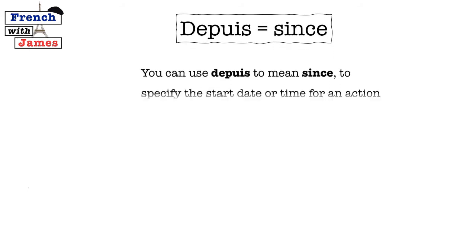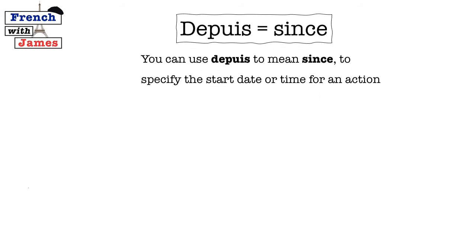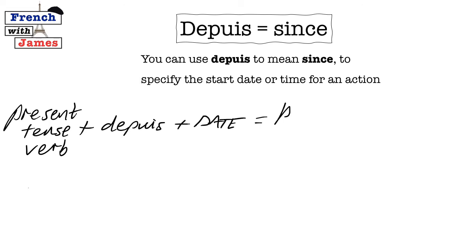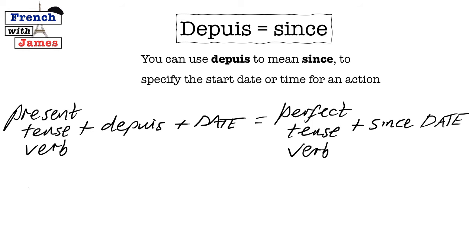Now we can also use another word to mean since, and that word is depuis. We can use depuis to mean since in order to specify a start date or a start time for an event or an action. And the formula that we use with that is the following one. It's a present tense verb plus depuis plus the date, and that in English then becomes a perfect tense verb, since, and then the date.